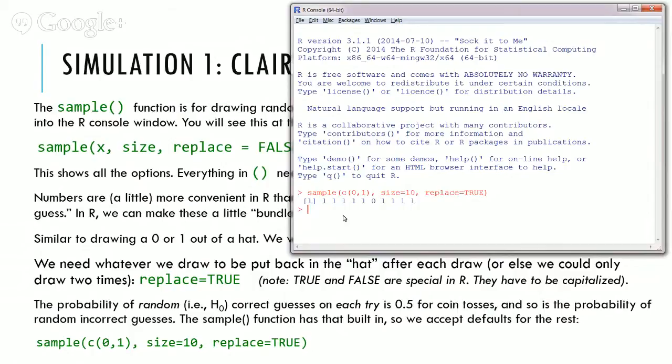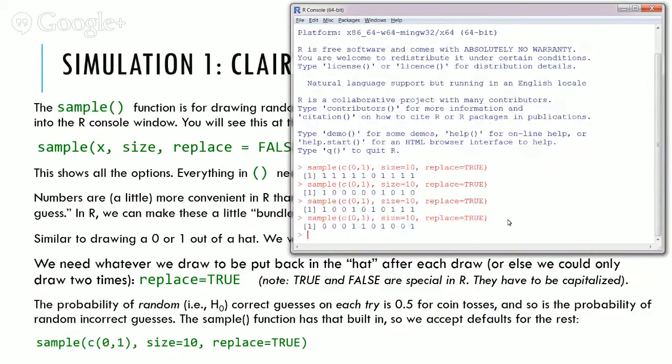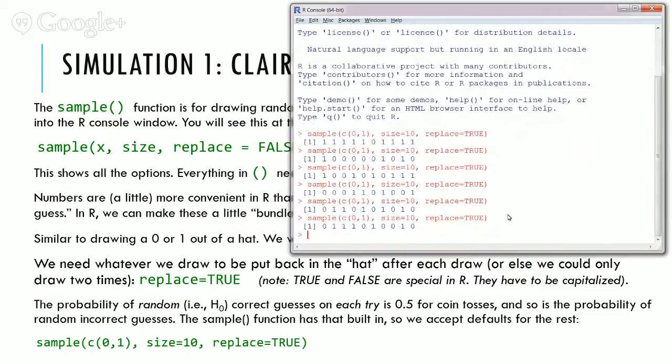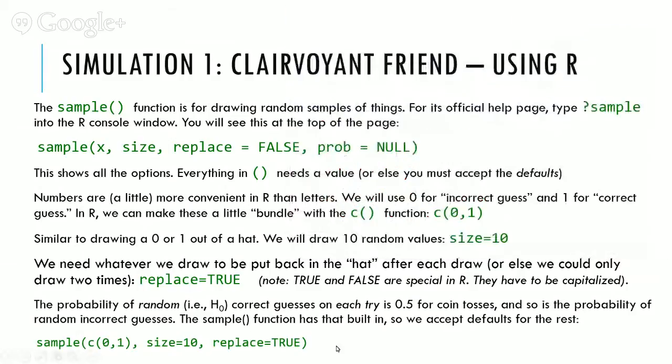Oh, there we go. Now if I want to sample again, I can hit the up arrow, which repeats what I just typed, and then hit enter and sample again. Now there's a different number of yeses and nos, correct and incorrect guesses. Well, the first one had a lot of correct guesses, but that hasn't happened so much. That was 9 out of 10. Wow. That was kind of unlikely.